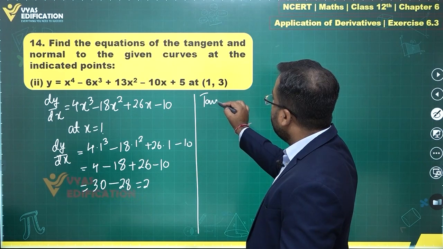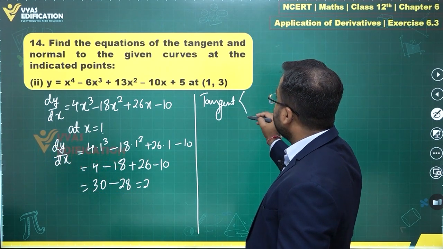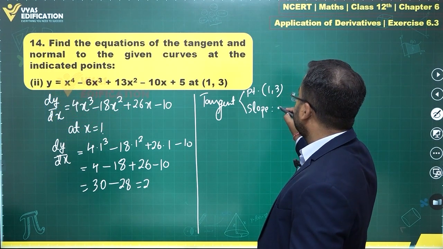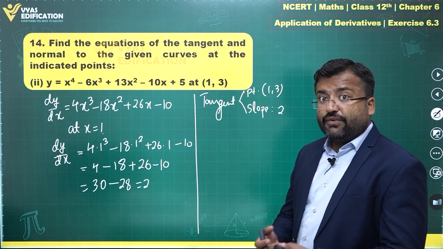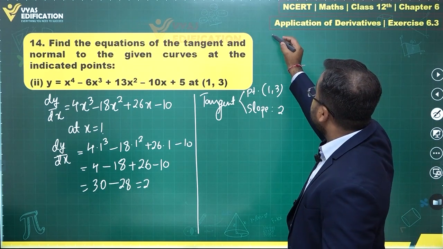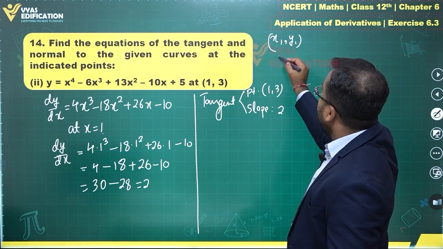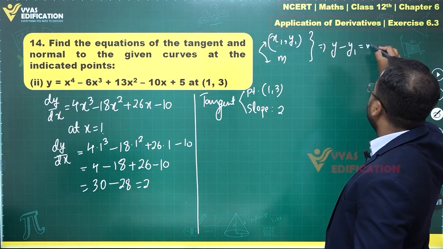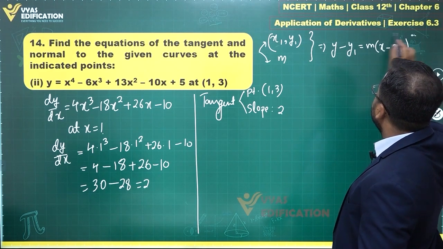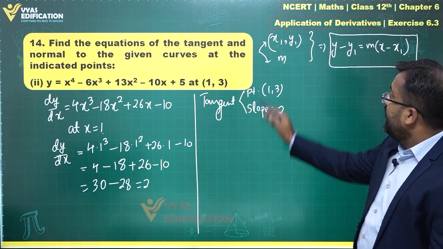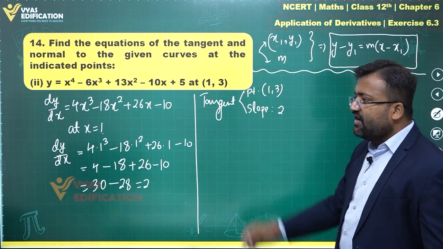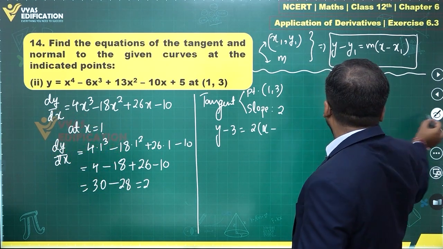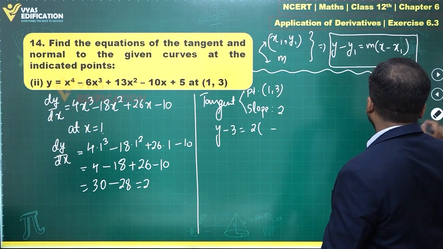So for tangent, what do we know? For tangent, we know two things. What are those? The point 1, 3 is known and the slope is known. Slope is 2. The equation of any line passing through x1, y1 and having slope m is nothing but y minus y1 is equal to m times x minus x1. I hope you remember this, right? If you remember this well, then you can easily find the equation of tangent over here. What is that? y minus 3 is equal to 2 times x minus 1.